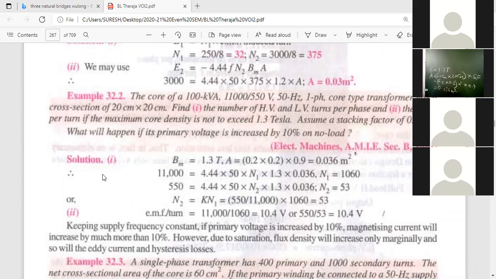Area of the iron piece or area of the core. Okay. That is the area, 0.036 meter square. Now what is he asking in the problem?